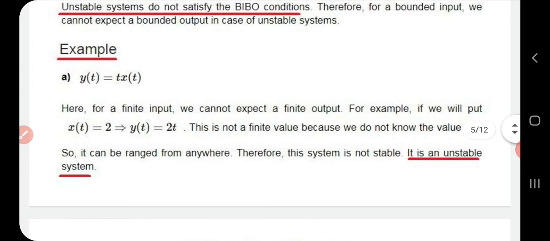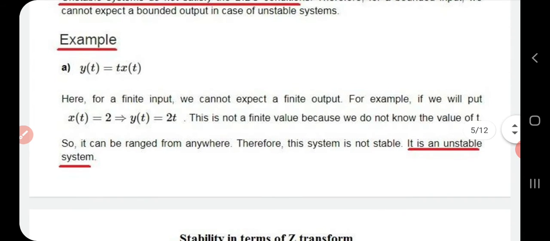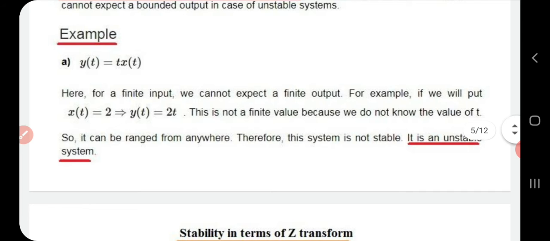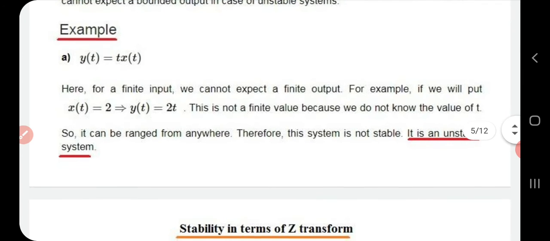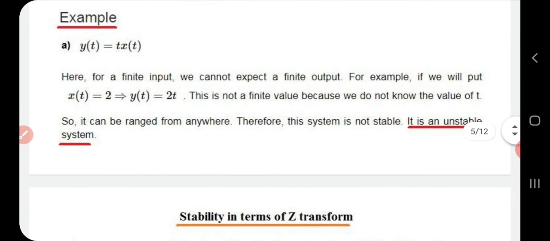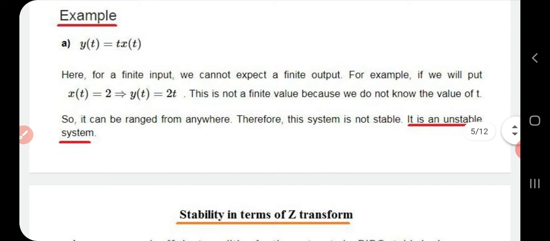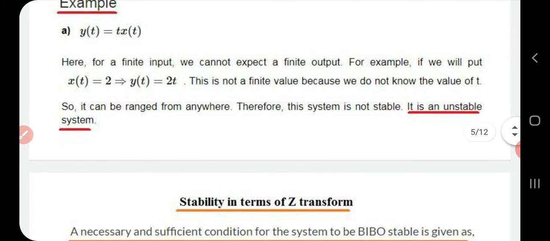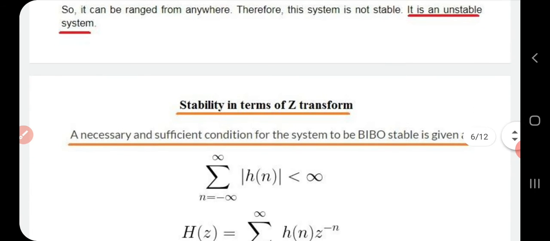See an example. y(t) is equal to t times x(t). Here, for a finite input, we cannot expect a finite output. For example, if we put x(t) equal to 2, then what will y(t) be? It will be 2t. This is not a finite value because we do not know the value of t, so it can range from anywhere. That is, the value of y(t) varies as we change the value of t, right? Therefore, the system is not stable. It is an unstable system.